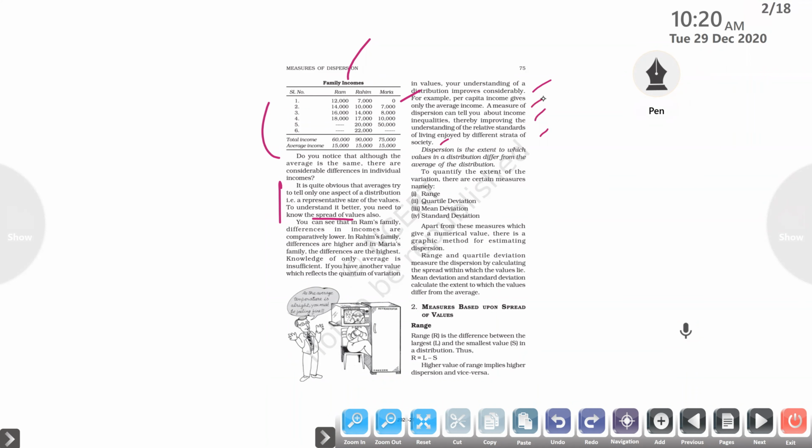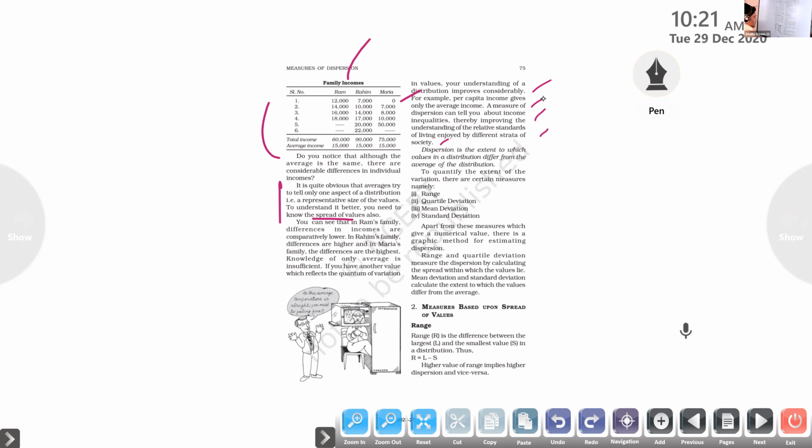So if you're using the method of dispersion, it will say the differences between the income of different individuals in the country. So easily we are able to find the different groups of people and their income level, and can formulate policies and programs for the development of such people in the country. So dispersion is the extent to which values in a distribution differ from the average of the distribution. Okay, so write down, underline that. Dispersion is the extent to which values in a distribution differ from the average of the distribution.